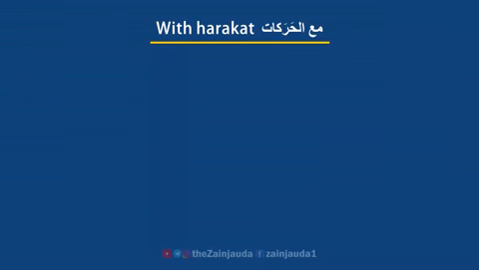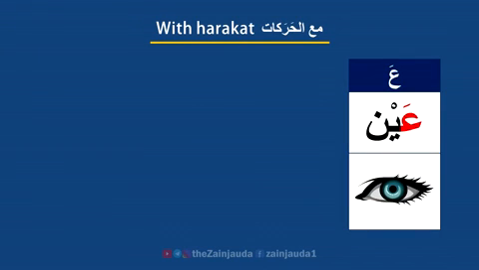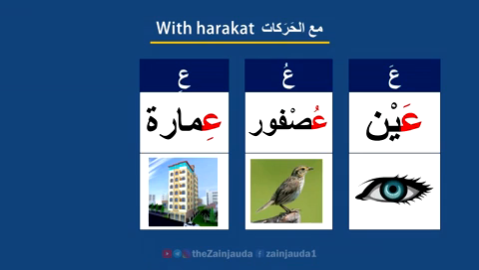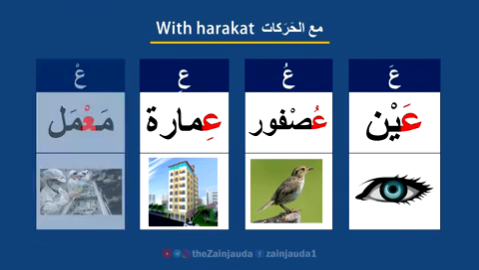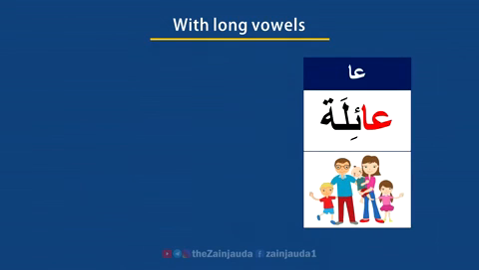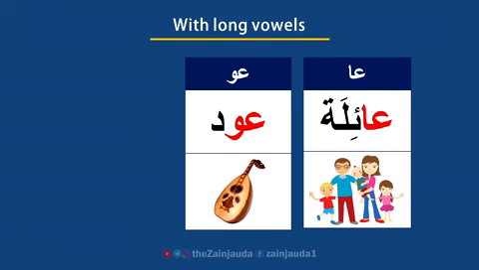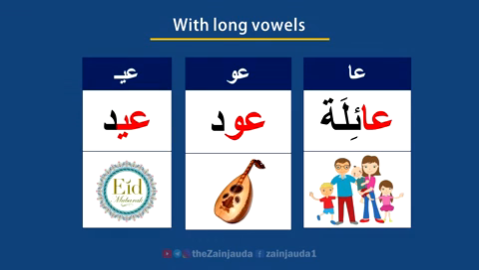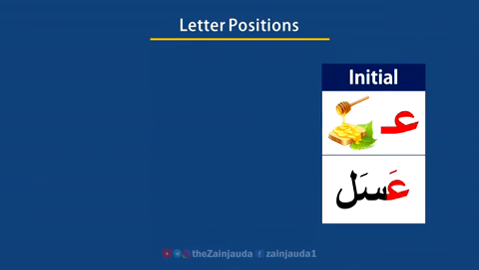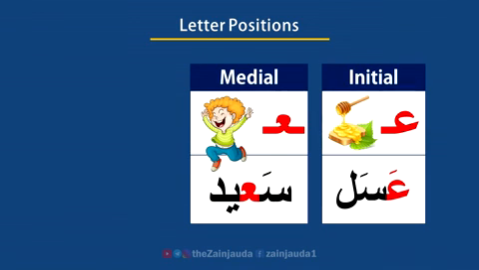Examples of ayn with the harakat: with the fatha, ayn; with the dhamma, asfur; with the kasra, imara; and with the sukoon, ma'mal. With long vowels, aila, oud, eid. As far as the positions of ayn, in the initial position we have asal, in the medial one, sa'id.